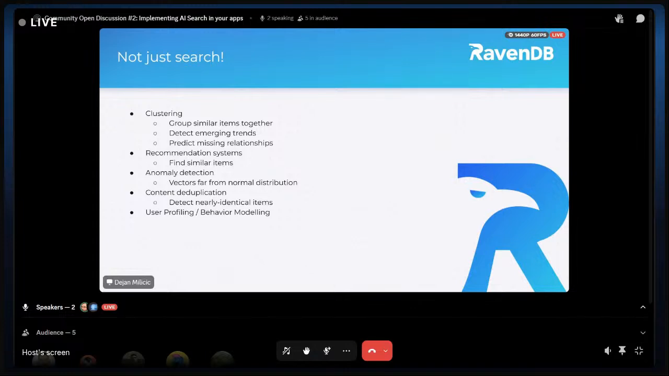Because if you follow searches in your product catalog and you compute vector embeddings for those search terms, you can detect what is now popular. Is there some kind of a trend? Also, you can use clustering to predict missing relationships. Because if you have something that is belonging close to a group, you can also determine what properties it will have. So missing properties or missing relationships could be detectable this way.